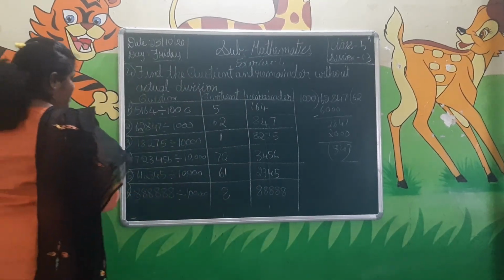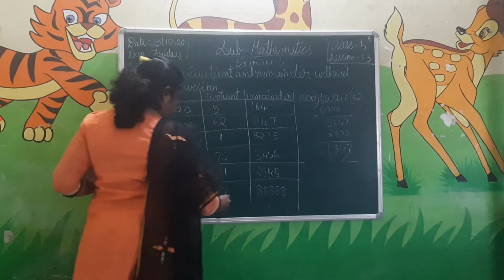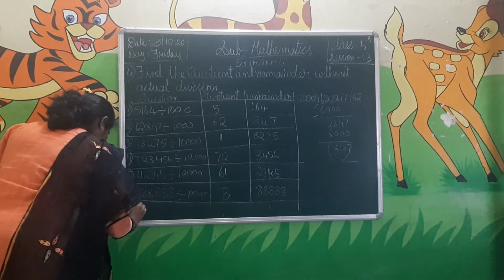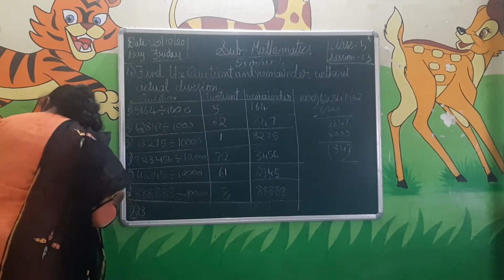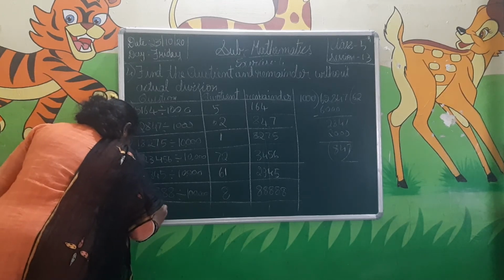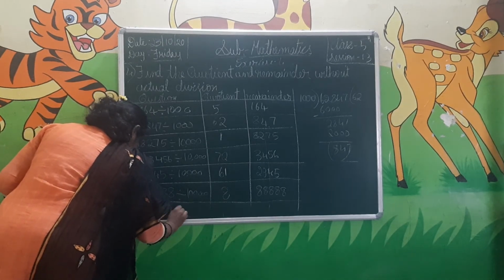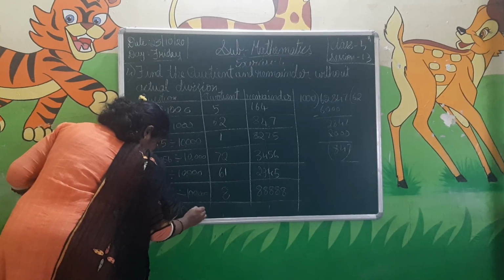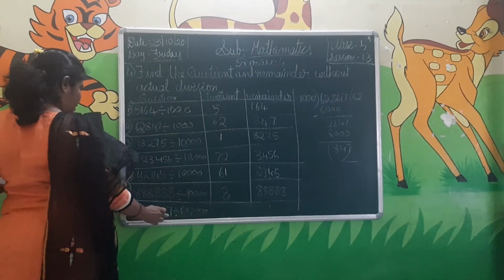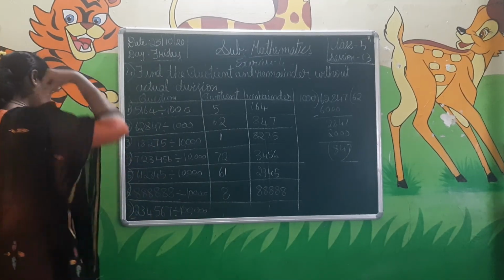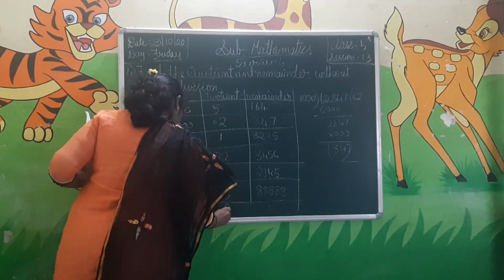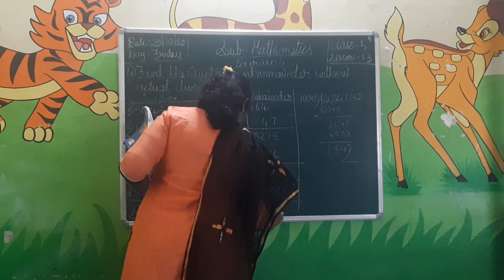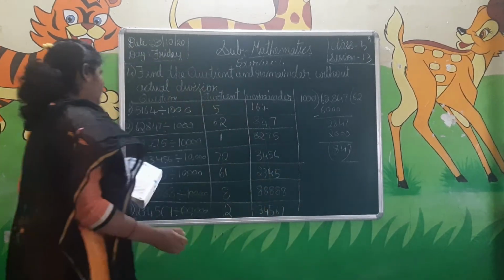Okay, now come for the 7th one. What is there in the 7th question? That is 2,34,567 divided by 1 lakh. Okay, 6 digits are there, 1, 2, 3, 4, 5, 6. So 2 will be the quotient, and the remaining 34,567 will be the remainder.